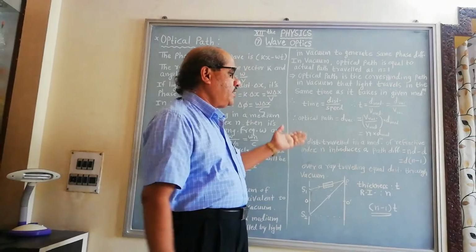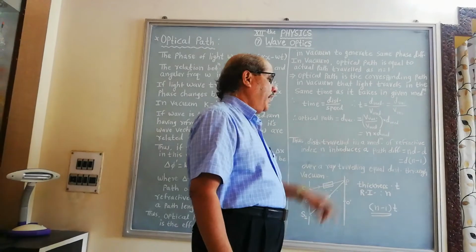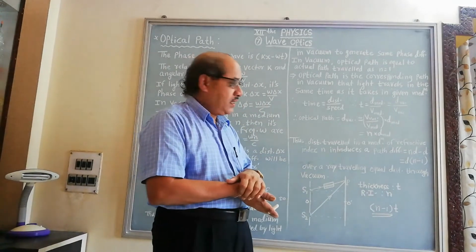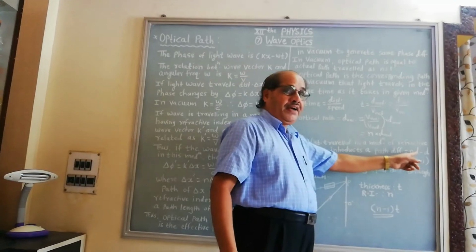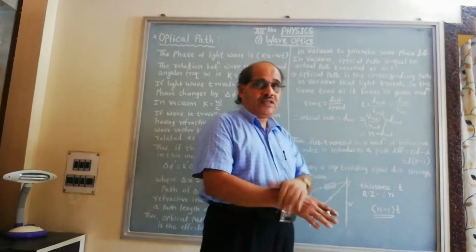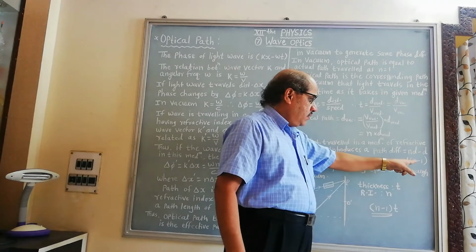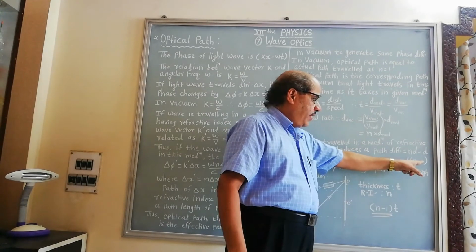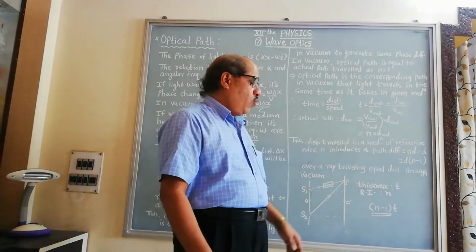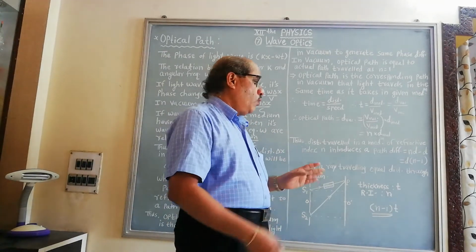Thus, the distance traveled in a medium of refractive index n introduces a path difference that is equal to nd minus d, that is equal to d into n minus 1. Here we have taken d common. So this is the path difference over a ray traveling an equal distance through vacuum.